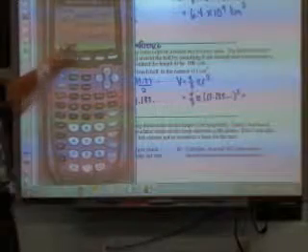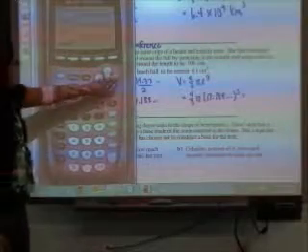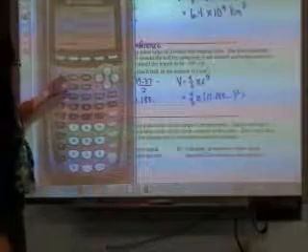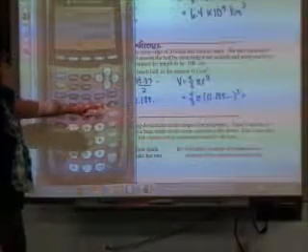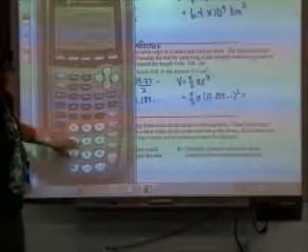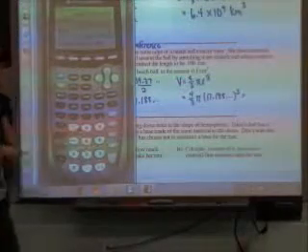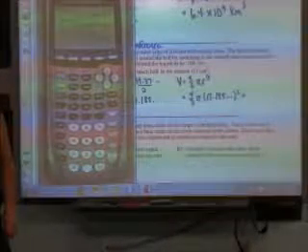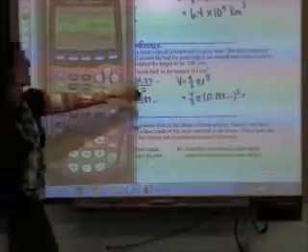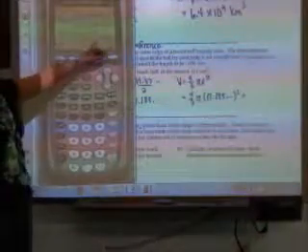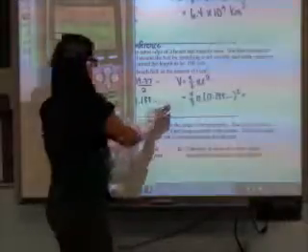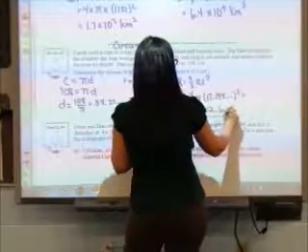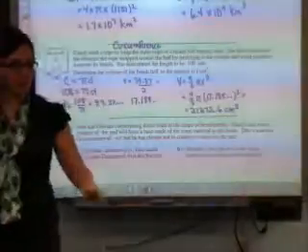ANS, which stands for answer. The previous answer to the power of 3 times pi, times 4/3. So I can go 4 divided by 3 in brackets to write in my fraction of 4/3. 21,272, to the nearest tenth of a centimeter. So this would be 0.6. Okay? So 21272.6 cubic centimeters. Good job.